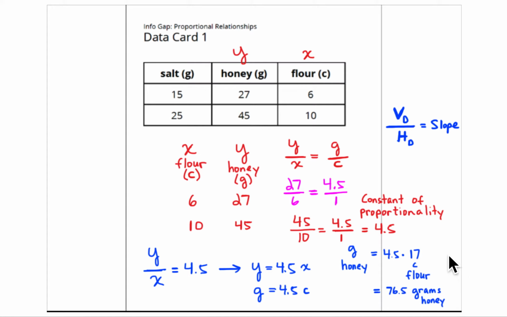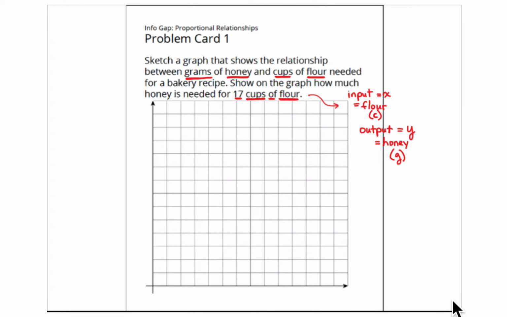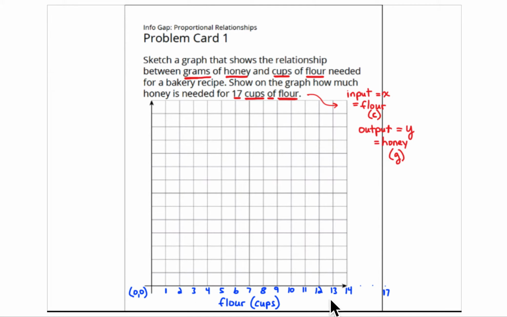So now, when we go to graph this, you have to look at these values. These are the largest values. 17 cups is the largest value for flour, and 76.5 grams is the largest amount for honey. And so that's how far out you have to make your scales when you draw the graph. So along the x-axis, the farthest you have to go out is that 17 cups of flour. Well, this graph only goes up to 14 if you count by ones. Now you could count by twos, and this would get you out to 20 right here. This would be 18. This would be 16. So 17 would be right here.